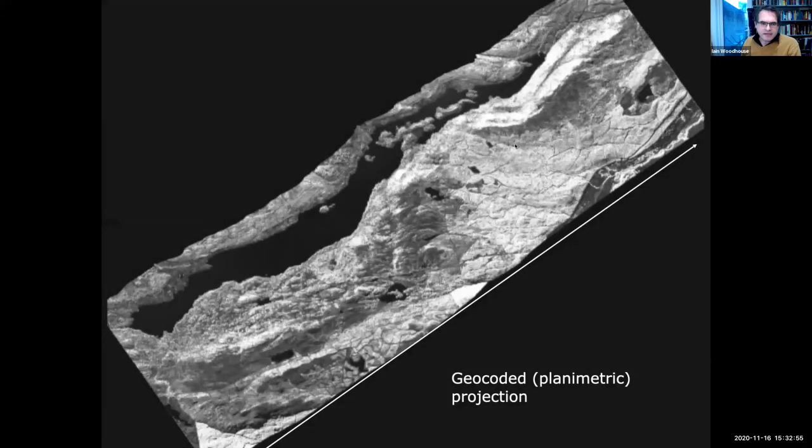And this is the same data, but it's properly geocoded, so it's properly terrain corrected. But you'll notice it's not been terrain flattened. So the slopes that are facing towards the system, the upside and the side of the loch, for example, are all brighter than the downslope as viewed from the aircraft.